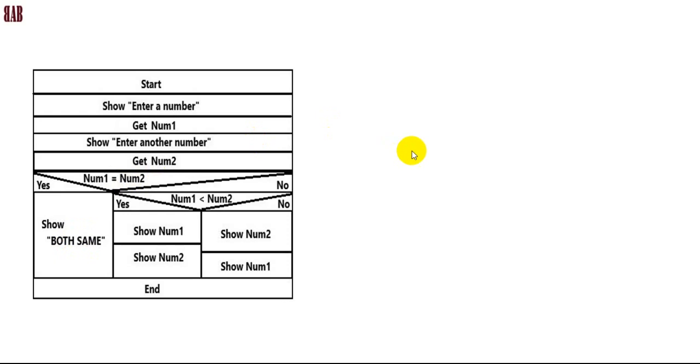Always remember, for different values, the same flow charts. You can't change the flow charts or the NS chart. Okay, it's the same NS chart. You put different values and go through and see that you get all your desired results.